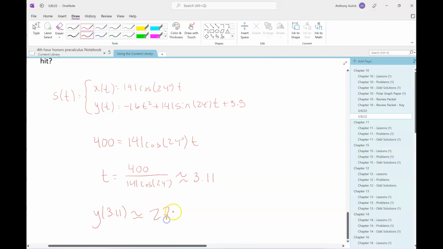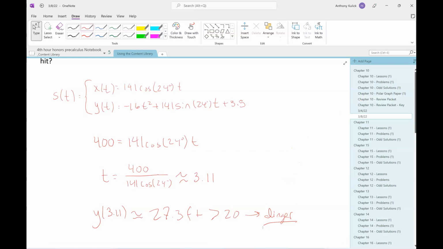So that gives me 27.3 feet. Since that's bigger than 20, what we got is a home run. It's dinger time. Dingers! Is everybody okay with that idea? Yeah. Okay. So you basically just kind of plug it into the story platform. Yeah, basically.